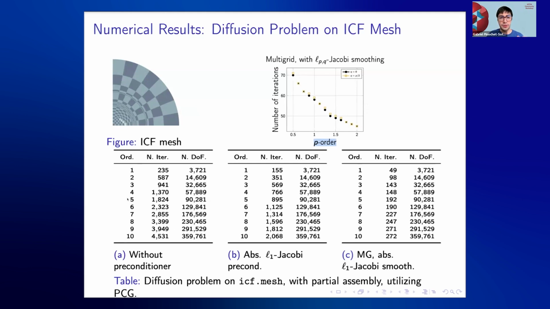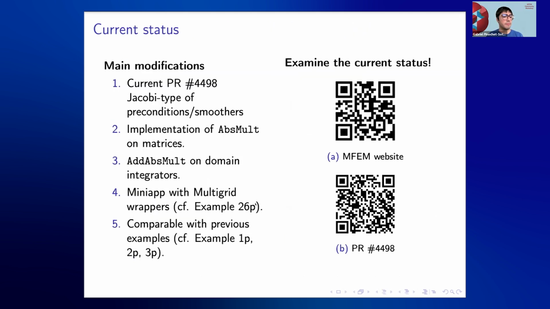We can do order refinement on the ICF mesh, and the smoothers work fine. In particular, we also check that we do have a preconditioner for a partially assembled case that actually does cut off the number of iterations we require to solve the problem, in this case with conjugate gradient. That's mainly it.